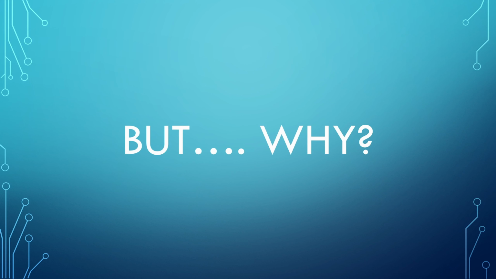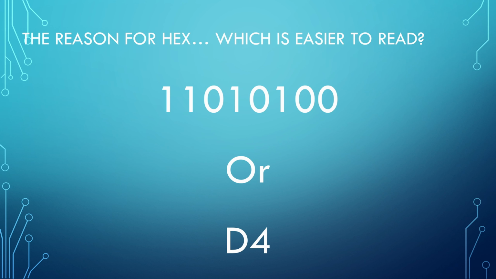But why learn about this? Why is this important? Why is this useful? Well, the reason for hex comes down to a simple thing. Which of these is easier to read? 11010100 or D4? It's D4 that's easier to read. Less chances for a mistake. So we use hexadecimal to write binary code in an easier to read format.